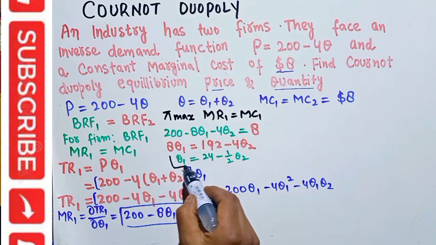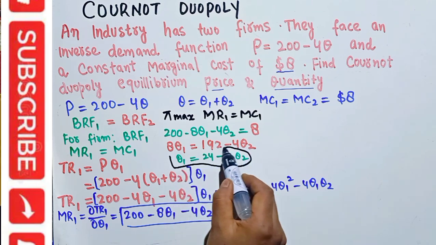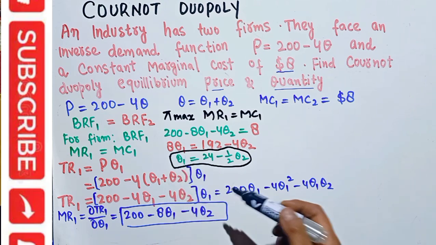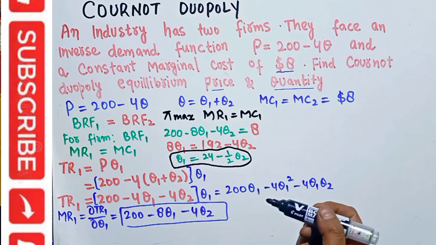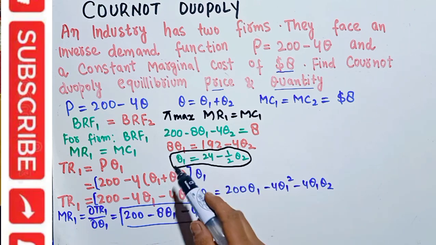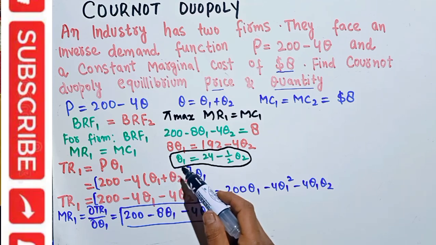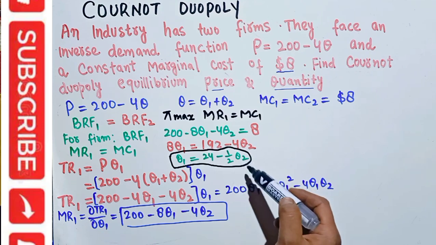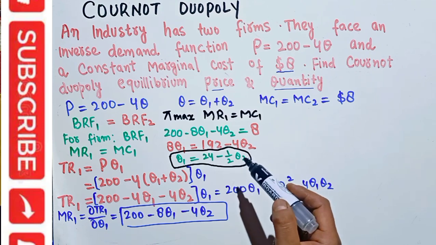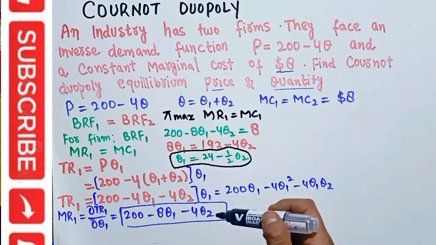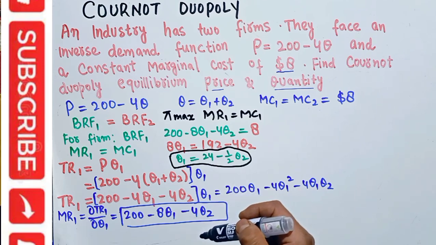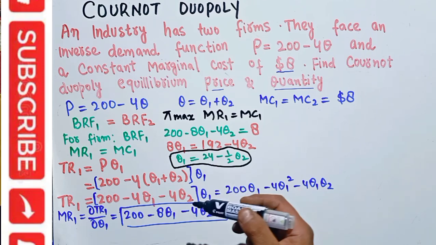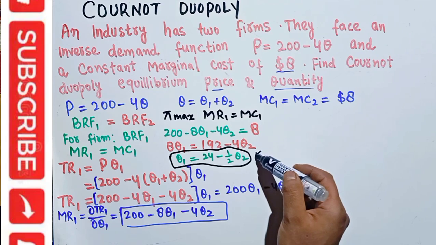This is the reaction function of firm 1. What does this reaction function tell us? It simply tells us how firm 1 will choose its quantity given firm 2 has chosen q2 as the optimal quantity. It simply shows us how firm 1 will react optimally when firm 2 has reacted optimally.